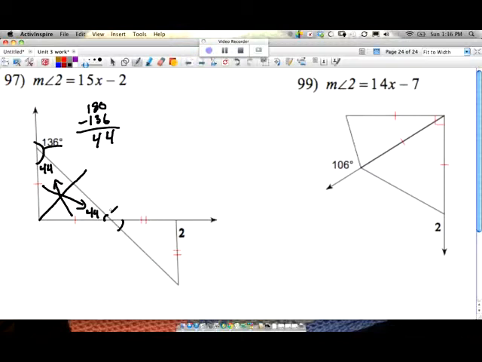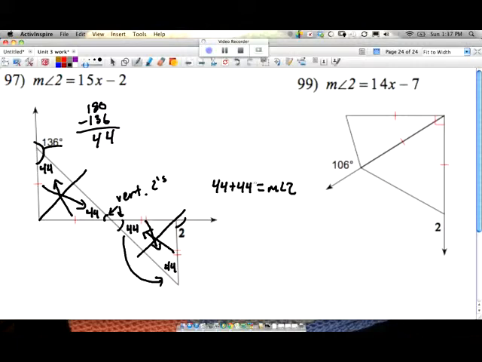And hey, whoa, check this out. Vertical angles, which means they're congruent. So this is 44. And hey, whoa, check this out. Symmetry. Those are congruent. So this is 44. And check this out. Exterior angles. These both are the remote angles, so they're going to add up to this exterior angle there. That means 44 plus 44 equals measure of angle 2.